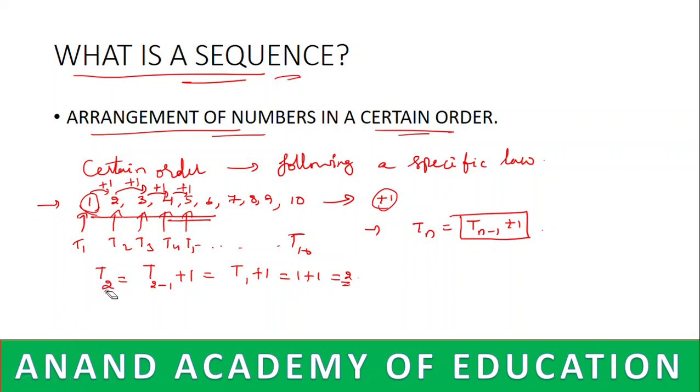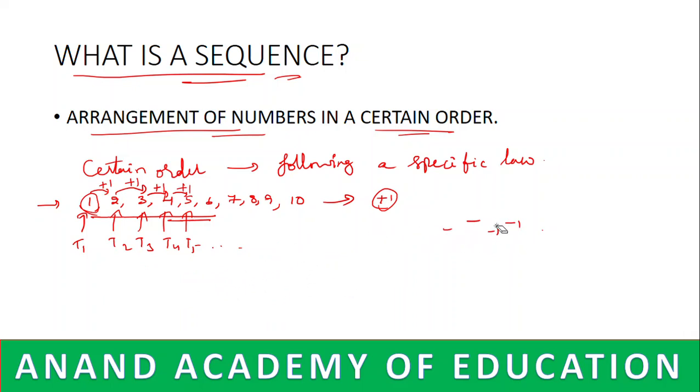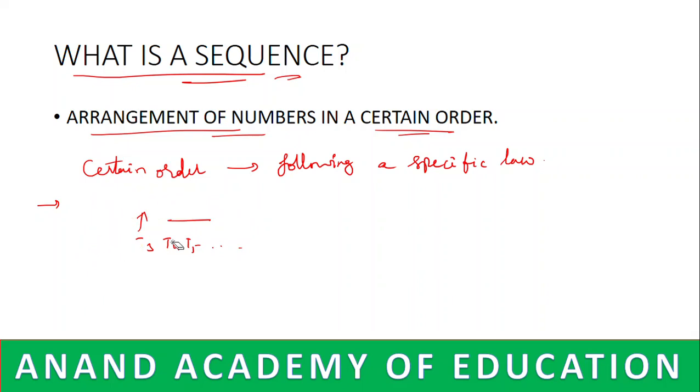So each term in this collection of numbers has followed a specific law, or otherwise they are all formed by a specific order. They are not formed in a random way. Each term in the sequence has followed a specific order. Let us take another example.